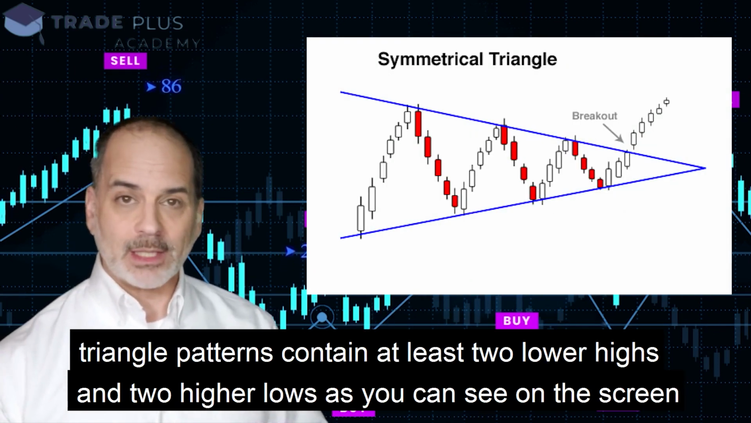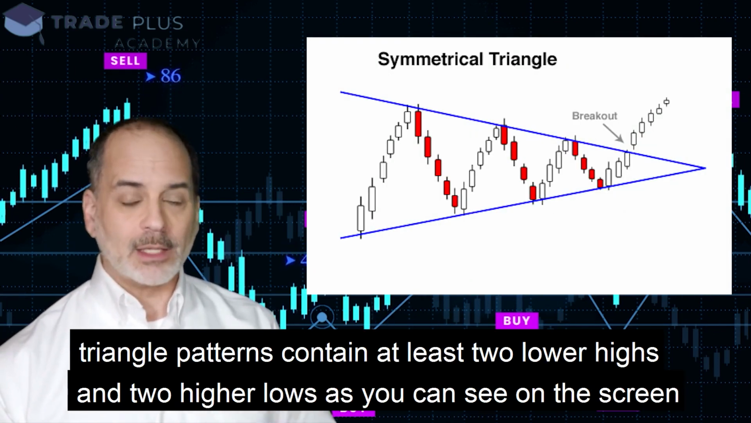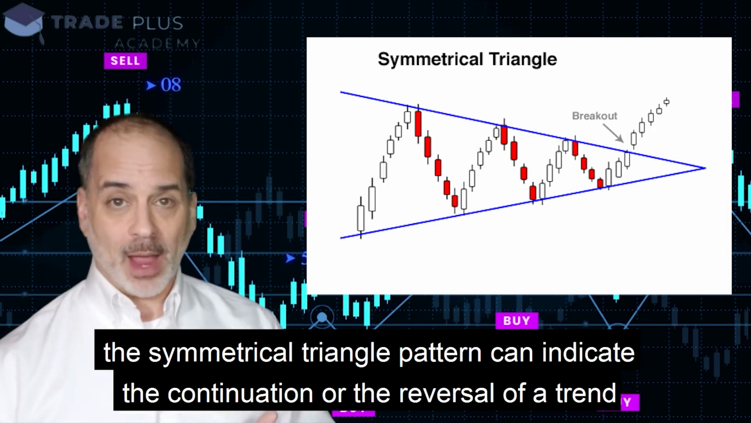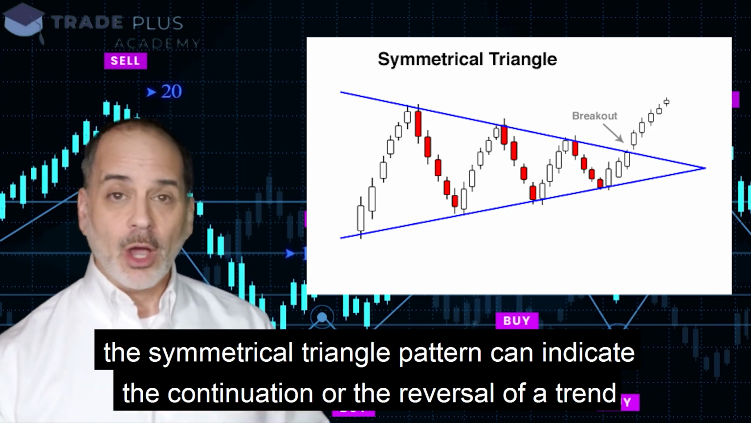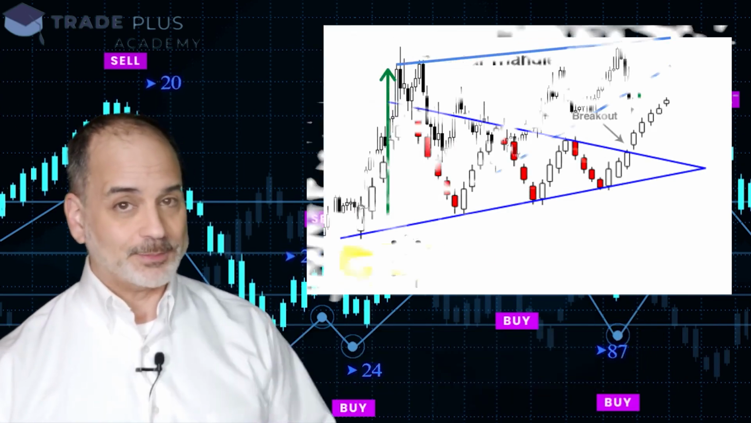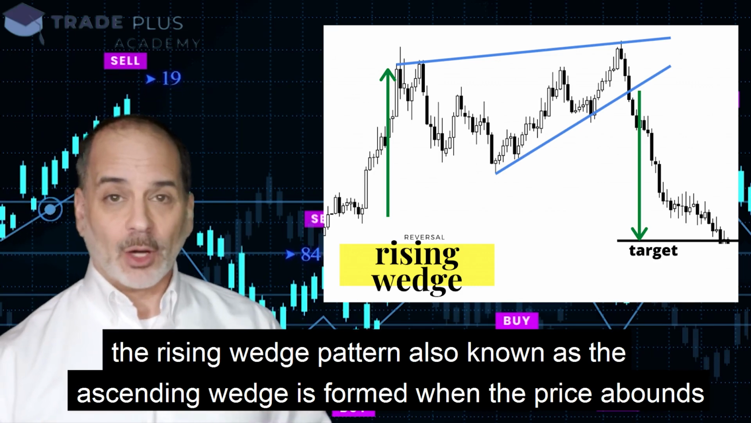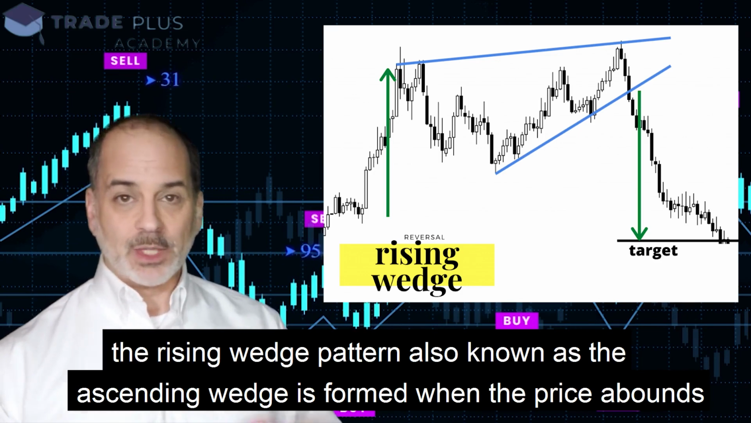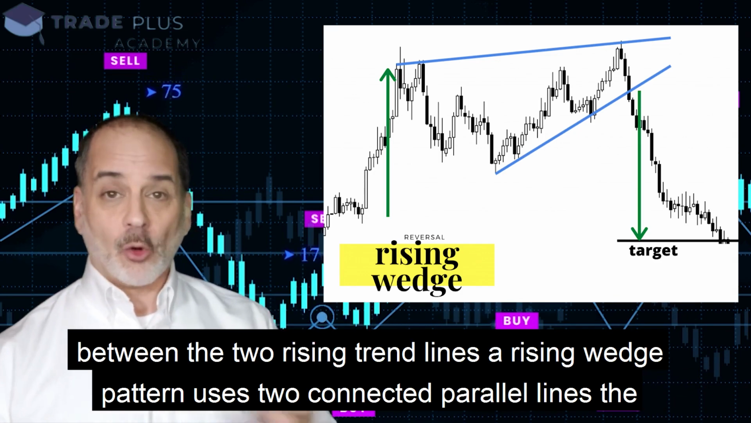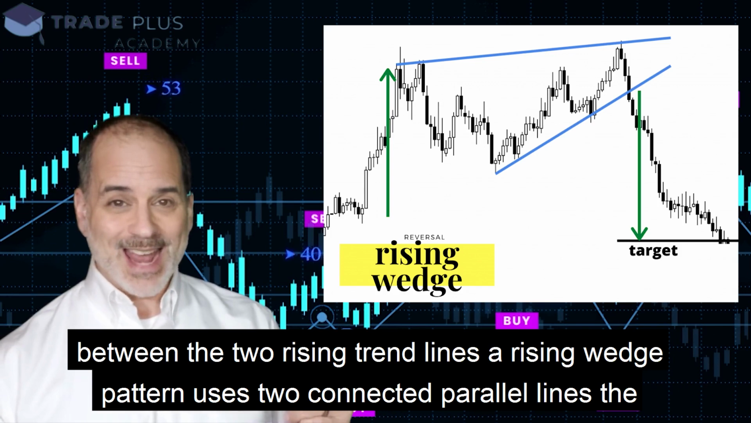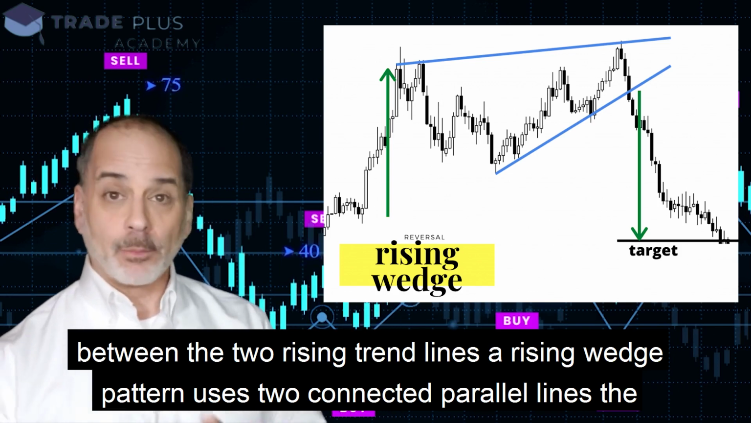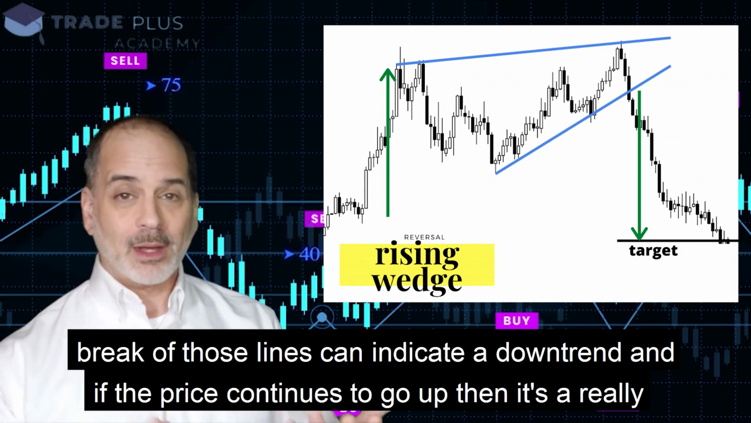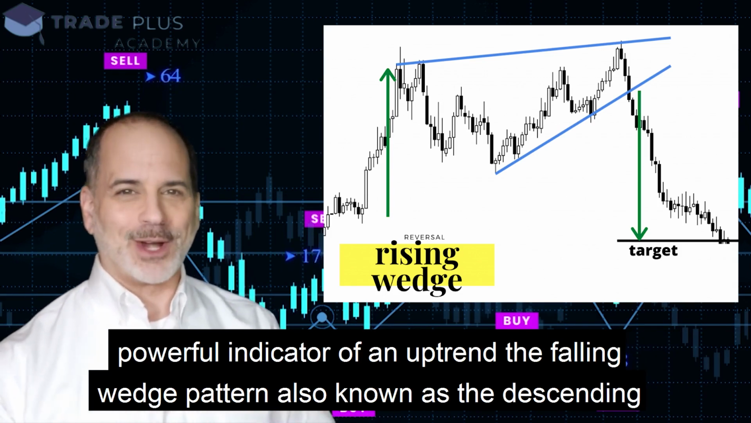Symmetrical triangle patterns contain at least two lower highs and two higher lows. As you can see on the screen, the symmetrical triangle pattern can indicate the continuation or the reversal of a trend. The rising wedge pattern, also known as the ascending wedge, is formed when the price bounces between two rising trend lines. A rising wedge pattern uses two connected lines. The break of those lines can indicate a downtrend, and if the price continues to go up, then it's a really powerful indicator of an uptrend.